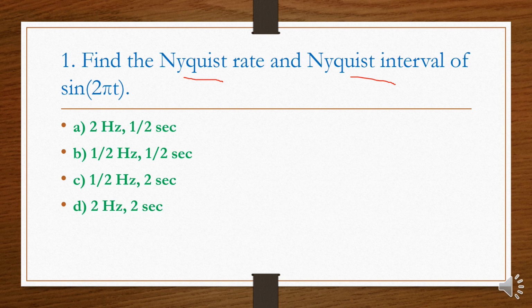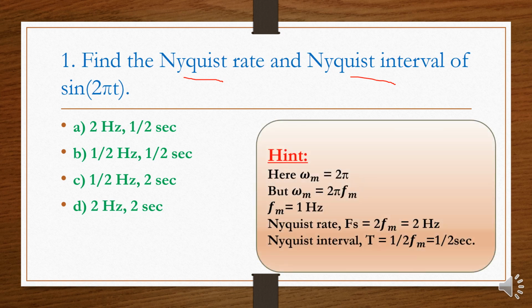So how to calculate the Nyquist rate and Nyquist interval? In the question given sin 2 pi t, that means omega m is equal to 2 pi. So already we know angular frequency omega m is equal to 2 pi fm. So here instead of omega m we have to substitute 2 pi. So you will be getting fm is equal to 1 hertz. So maximum frequency is 1 hertz.